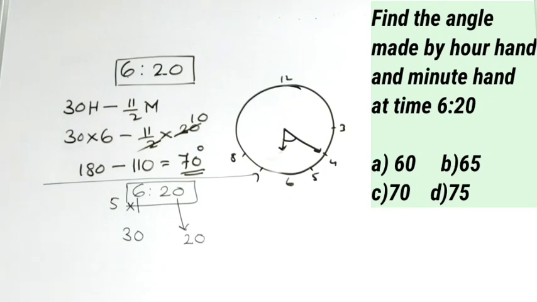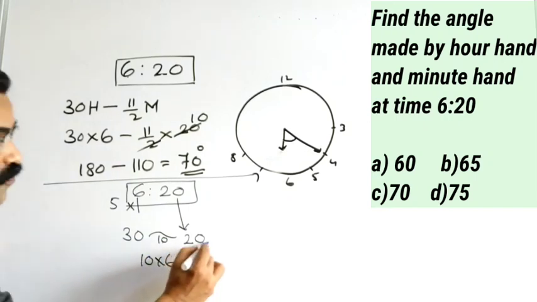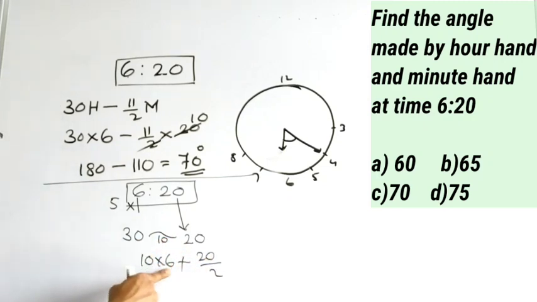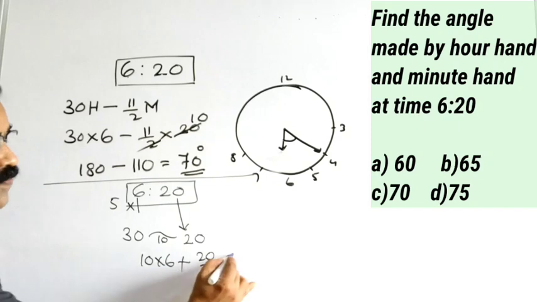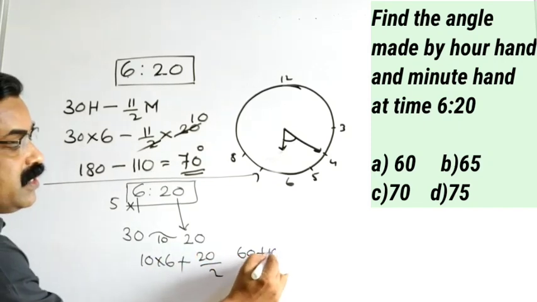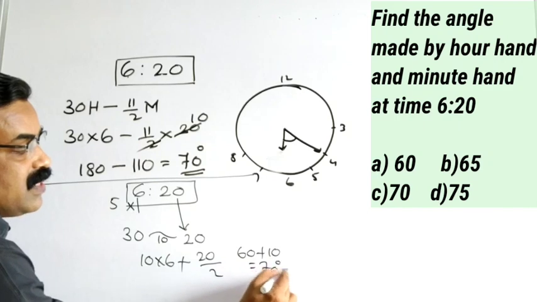So now you can see there is a difference. What is the difference between 30 and 20? 10 is the difference. So that 10 is multiplied by 6 plus half of this 20, that is 20 by 2. 10 into 6 is 60, plus 10, 20 by 2. 60 plus 10, the answer will be 70 degree.